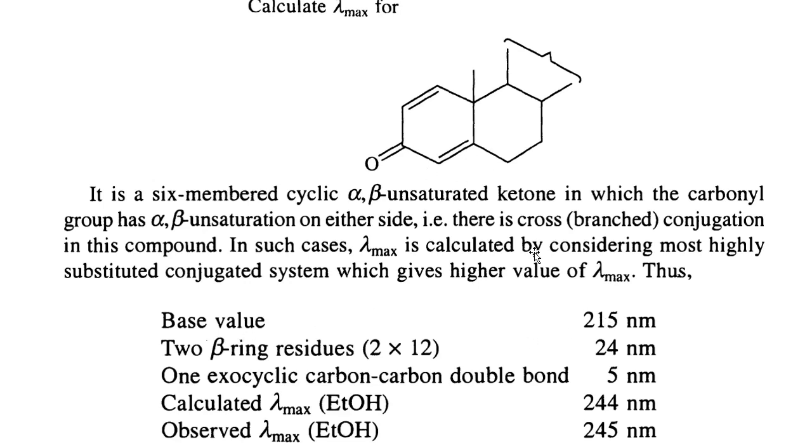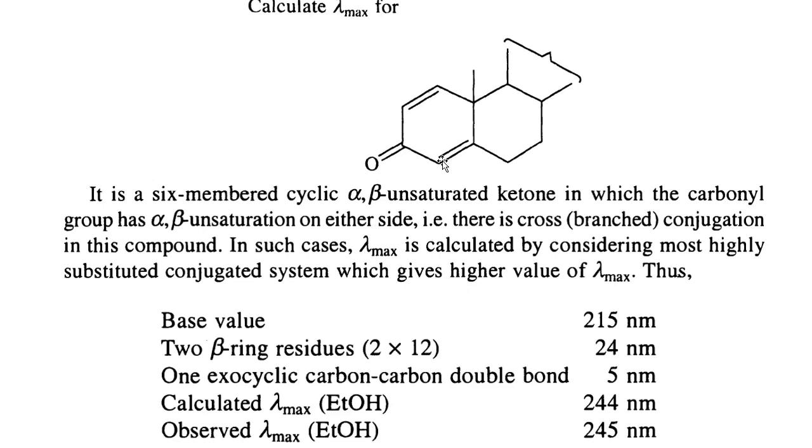Thus, the base value for this molecule will be 250 nanometer because it is a 6-membered cyclic alpha beta unsaturated ketone. We have to take this unsaturation as our system, because this beta position contains 2 alkyl residues. But in this case, this beta position has only 1 alkyl substituent. So this is our system.